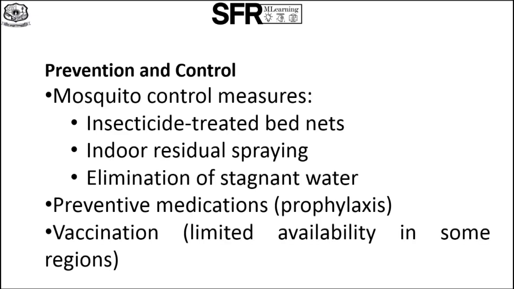Next we will see the prevention and control of Plasmodium, especially in malaria. Malaria prevention mainly focuses on controlling the mosquito population and avoiding mosquito bites. Preventive measures include the use of insecticide-treated bed nets, indoor residual spraying, and elimination of stagnant water sources. Preventive medications and vaccines are also available in some regions.